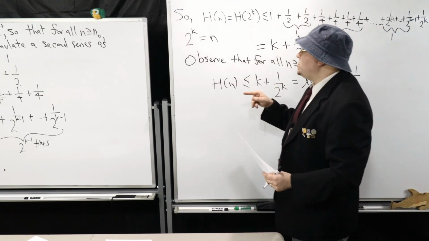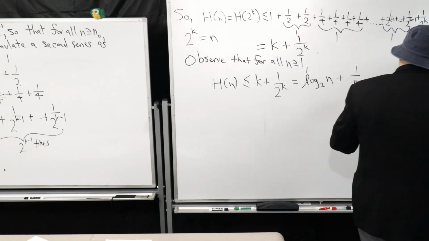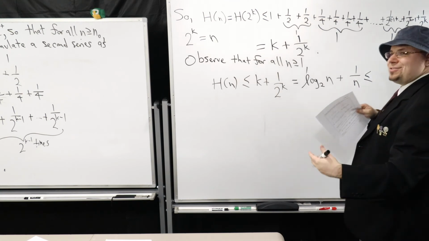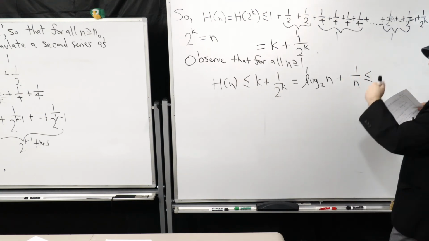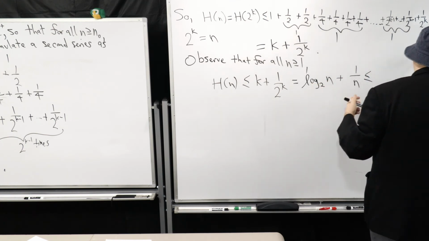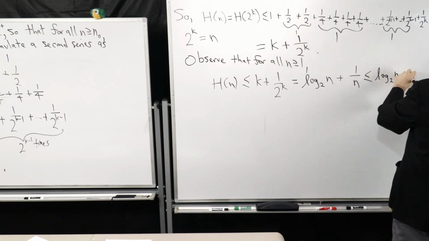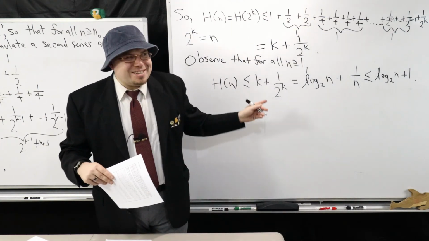Remember, n is equal to 2 to the power of k, right? So I'm just going to replace that back with n. And you'd agree with me that for any n greater than or equal to 1, 1 over n is less than or equal to 1, right? Because it could be 1 over 1, then it'll be 1/2, or a quarter, or an eighth. But the point is, it's not going to be exceeding 1.